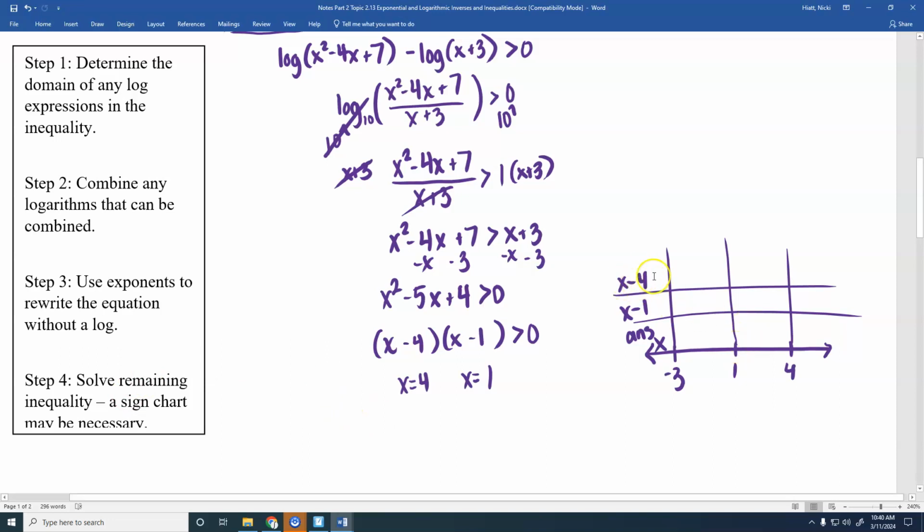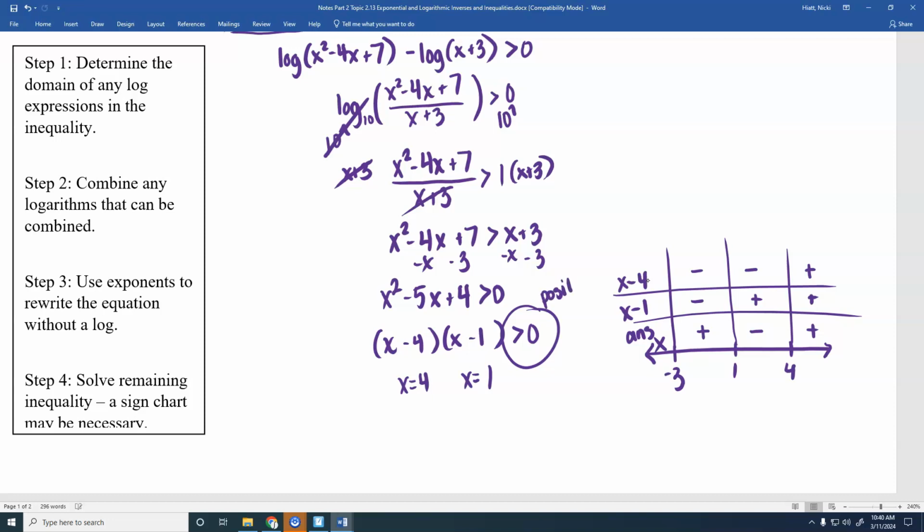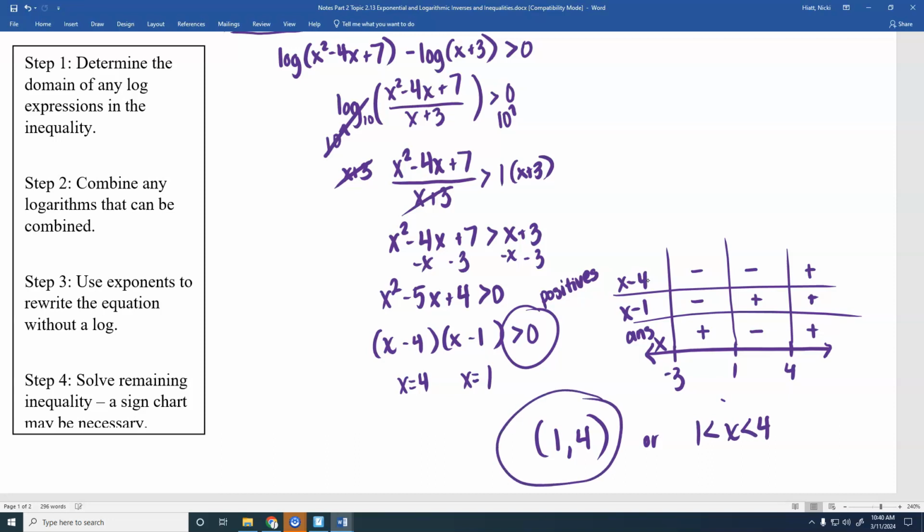So the x minus 4 is going to be negative for those first two, but positive when you put in a number bigger than 4. And the x minus 1 is going to be negative, positive, positive. If you plug in anything bigger than 1, you'll get a positive number. And so that gives us our answer is going to be positive, negative, positive. This is looking for greater than 0, so is that the positives or the negatives? Positives. And that is going to be 1 to 4. Or it may be written like this, 1 is less than x less than 4.